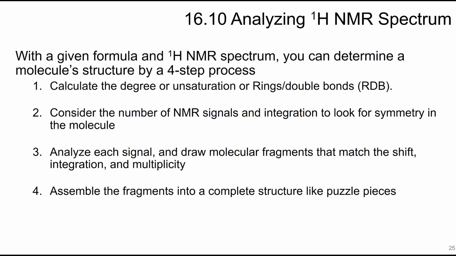To analyze a proton spectrum, if you have a given formula, you can determine a molecule's structure by using a 4-step process. The first thing, if you're given the formula, is to calculate the RDBs, and then consider the number of signals and integration to look for symmetry. Analyze each signal and then draw little puzzle pieces that match the shift, integration, and multiplicity, and then assemble all the structures together like a puzzle.